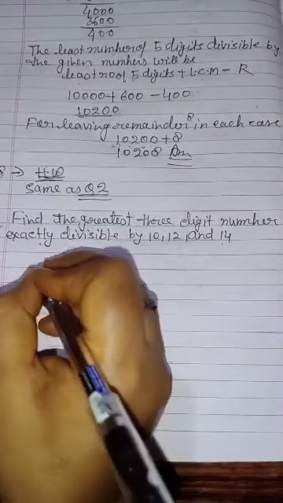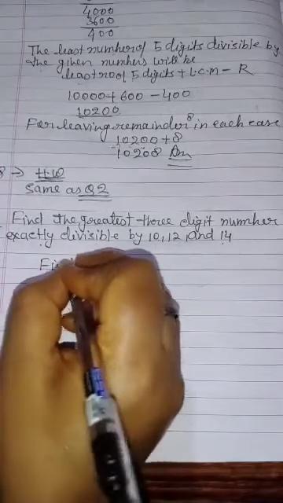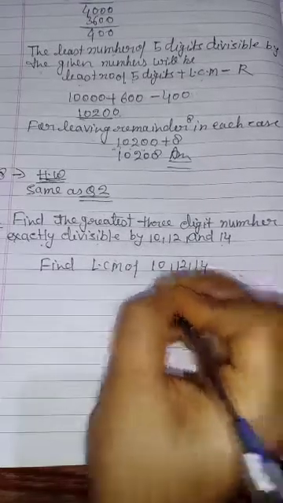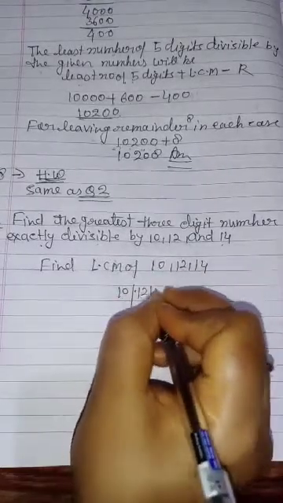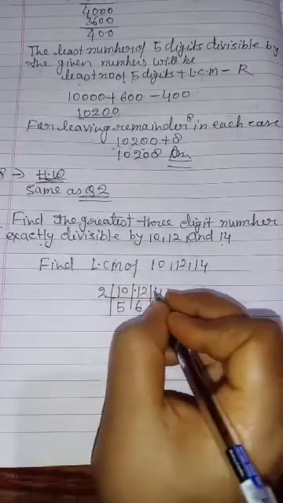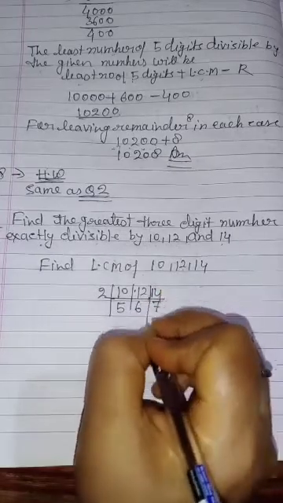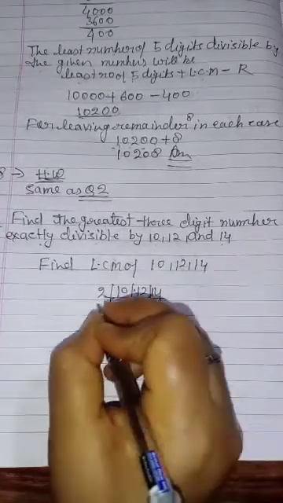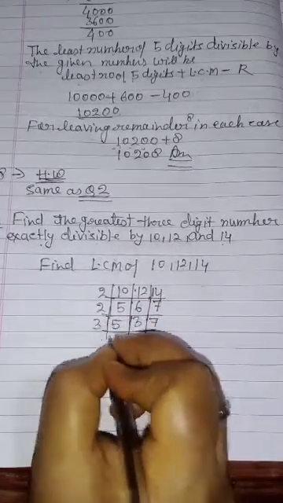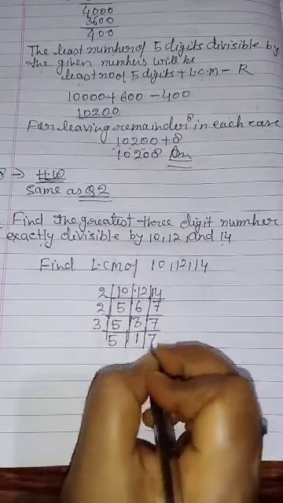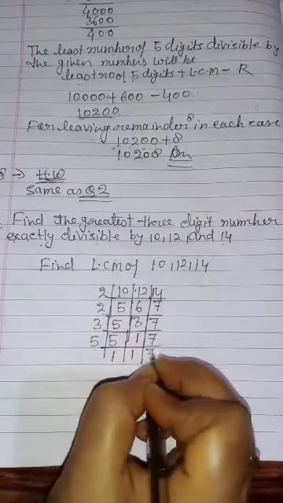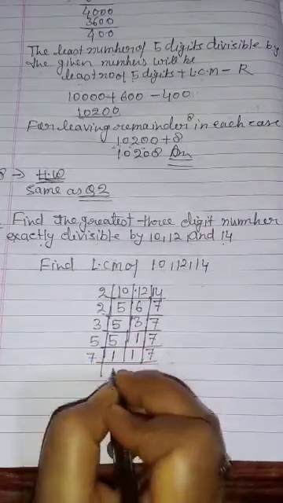Find the LCM. So find the LCM of 10, 12 and 14. See what it will come. Divide by 2: 5, 6 and 7. Again divide by 2: 5, 3 and 7. Then the next number is 3: 5, 1 and 7. Then by 5: 1, 1 and 7, and then by 7: 1, 1 and 1.